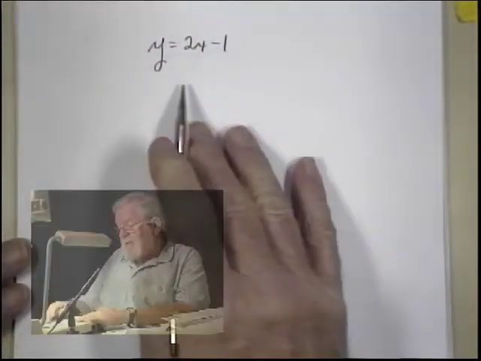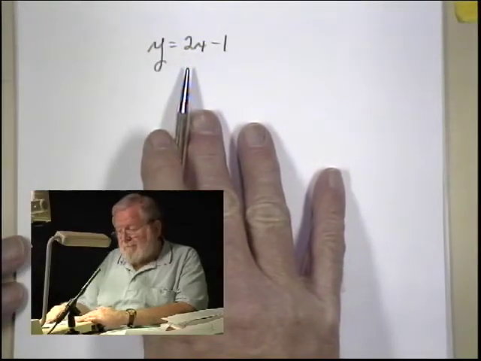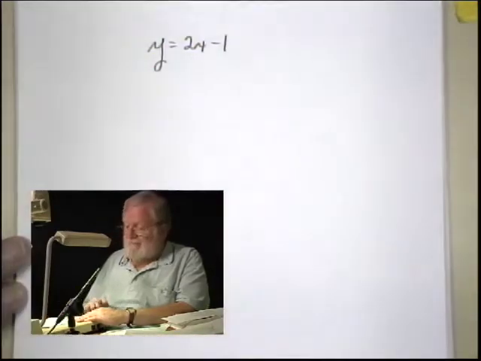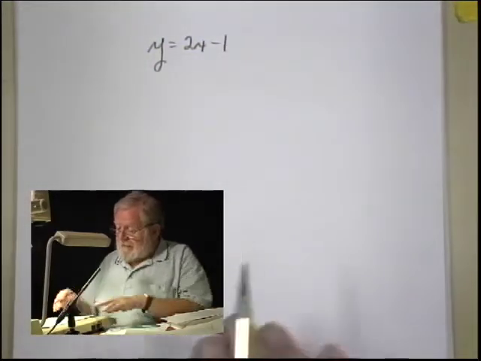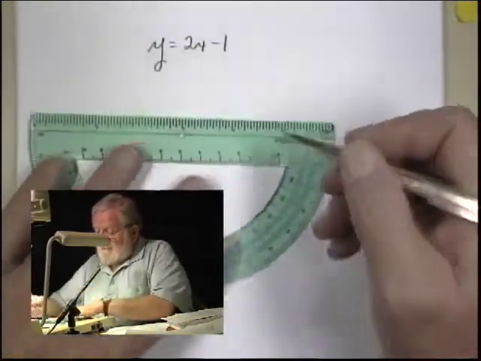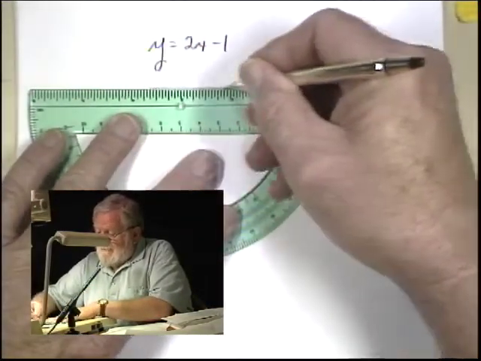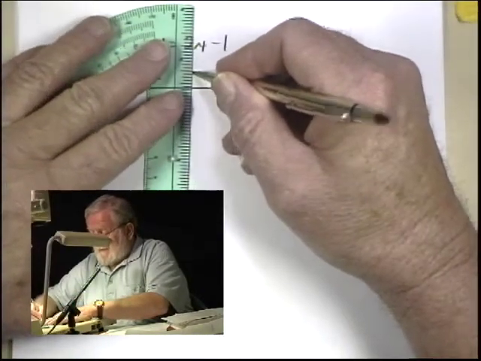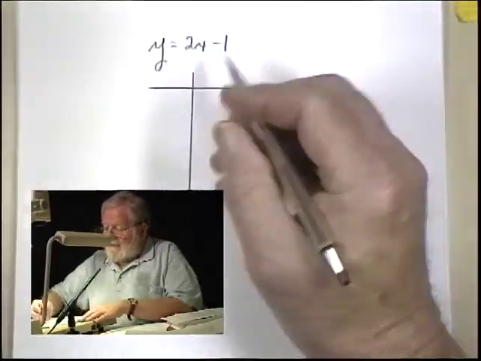Next problem, let's take a look at y equals 2x minus 1. Now what we're going to do is generate a set of ordered pairs, and then we're going to graph those ordered pairs, and that'll give us a graph of this equation. So to generate our ordered pairs, we'll make a little table. I always make a T. The book makes a horizontal table, but you can do it any way you like.